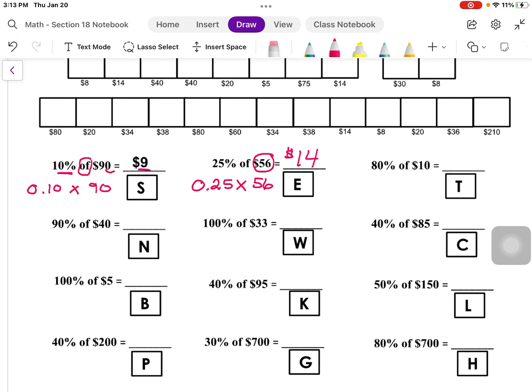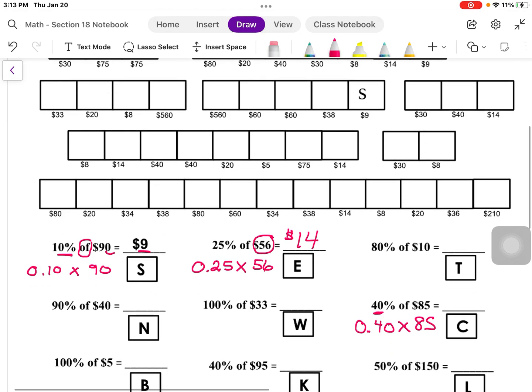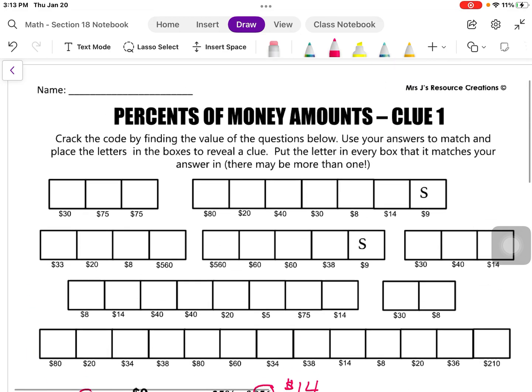Let's try one more. Let's do 40% of 85. So over here, 40%, I could do 10% and do it 4 times. Or I could take the decimal form of 40%. I know of means times 85 and punch it out on my calculator. All right, that's how you do clue 1. Go ahead and hit pause and go finish clue 1 and come back for clue 2.